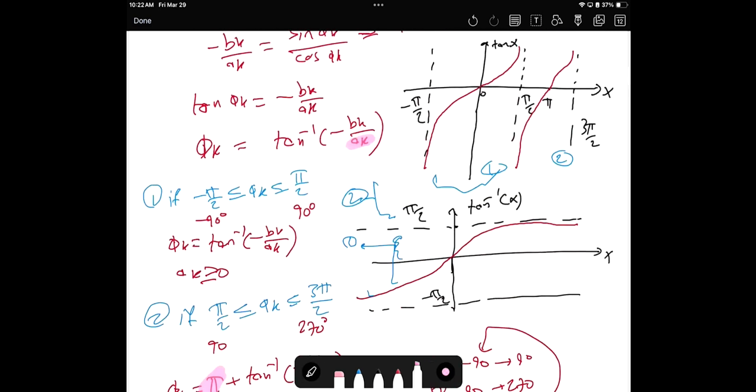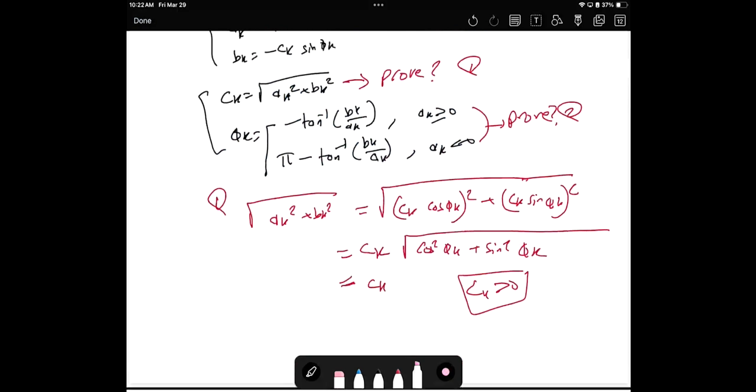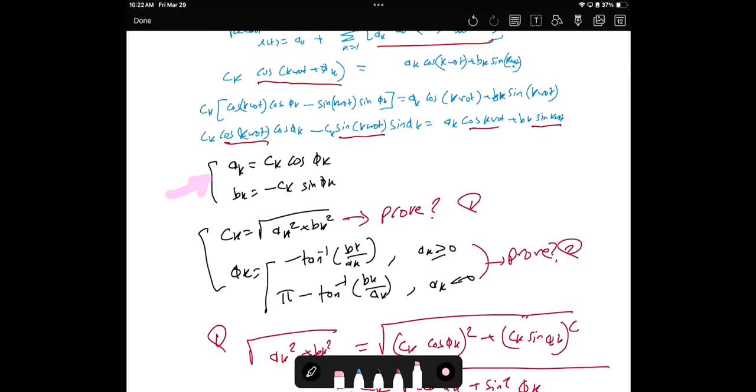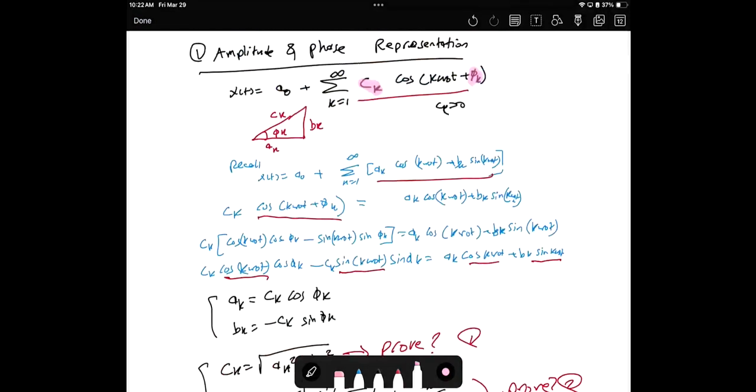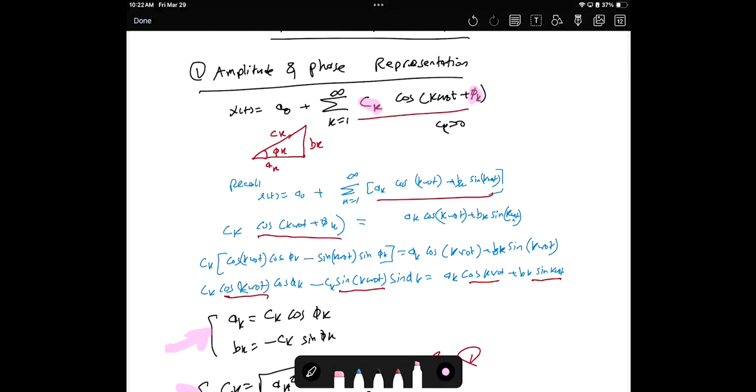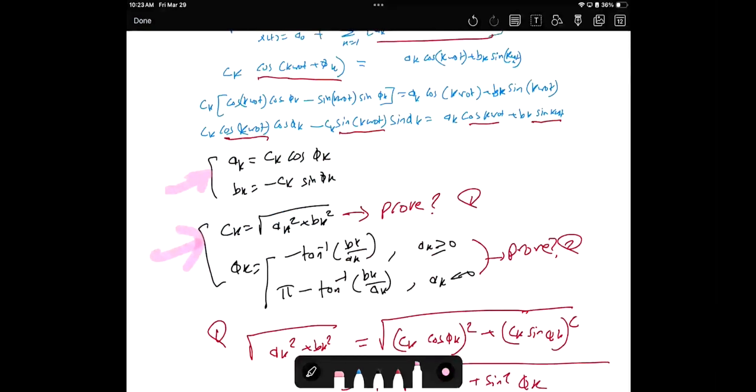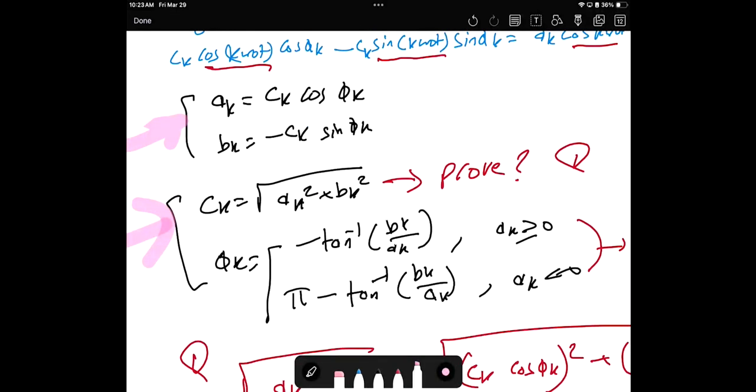Now, using these relationships, we can convert between amplitude and phase representation easily. If you need to do a Fourier series, find the a's and b's, and then after that, if you need to convert this to amplitude and phase, just use these equations. And that's it. That's the best way. Solve it as you used to do, then do the conversion using these equations.